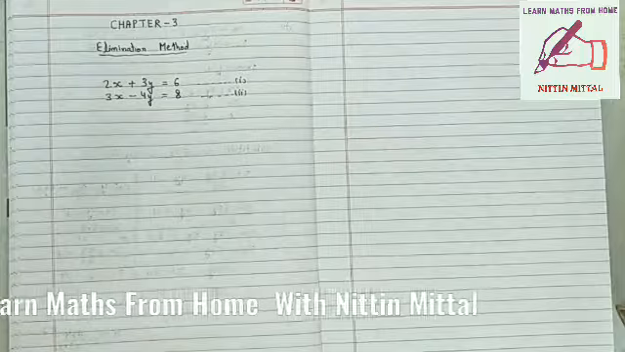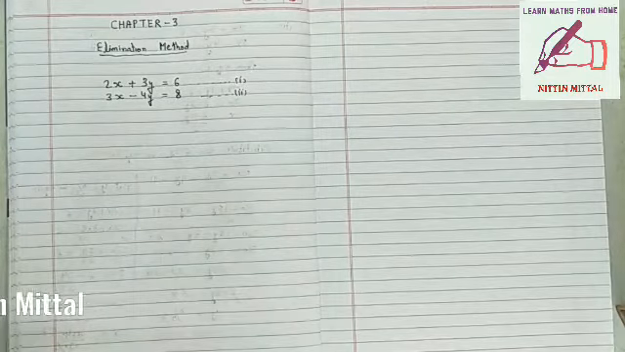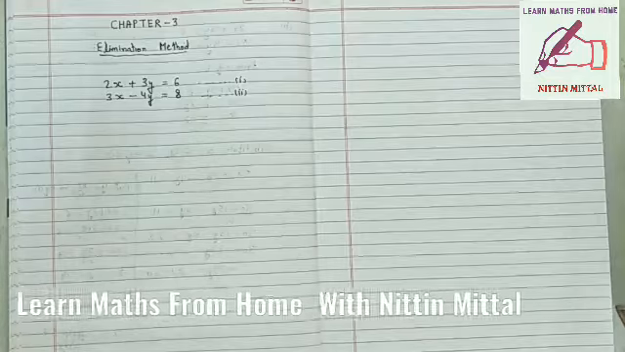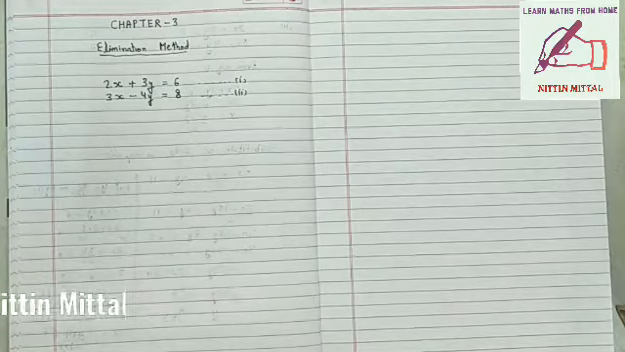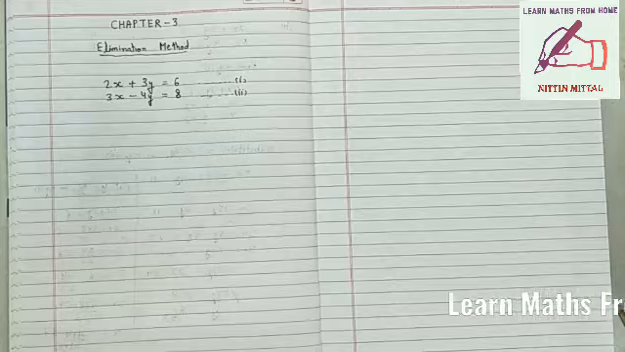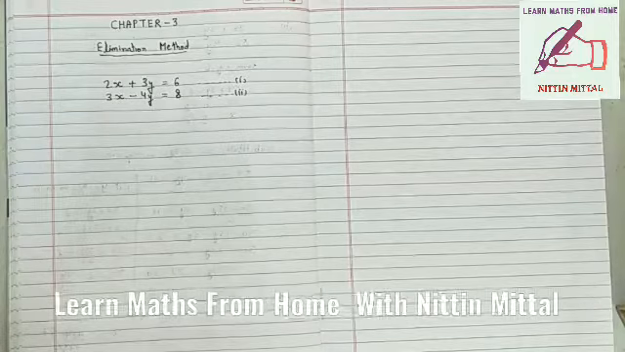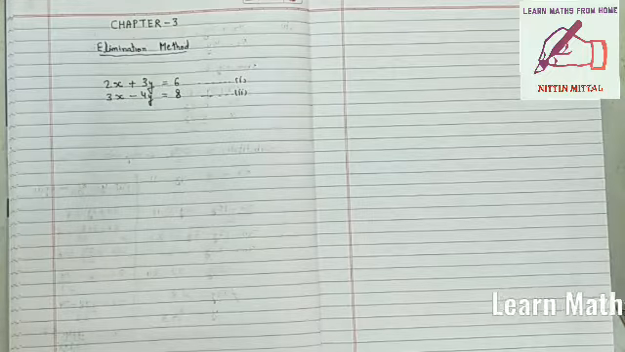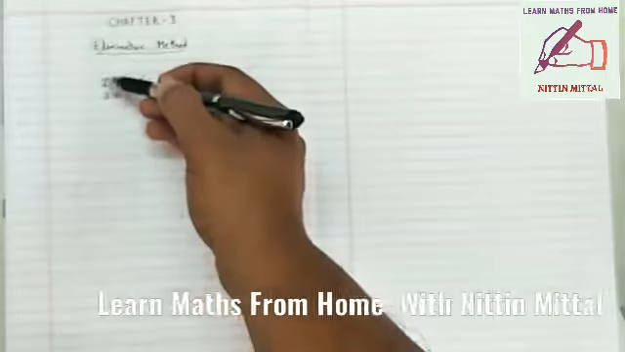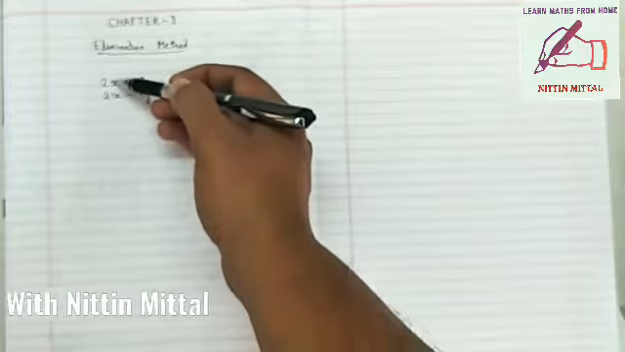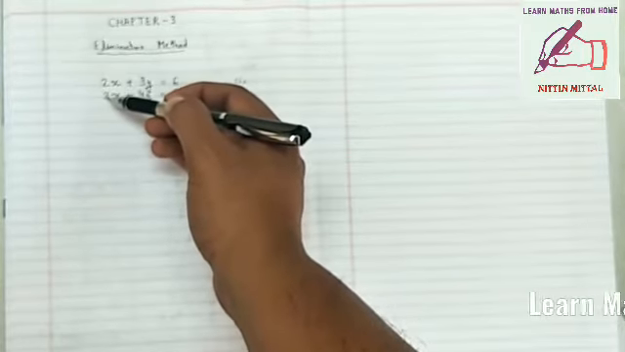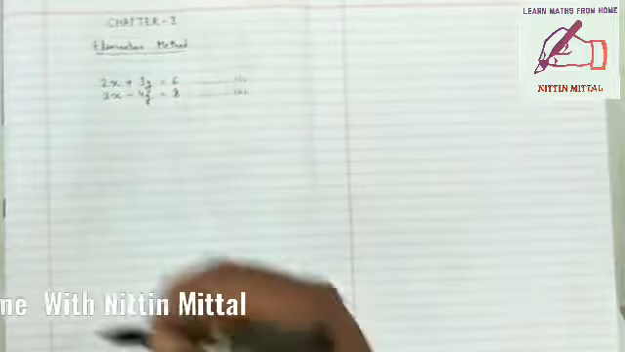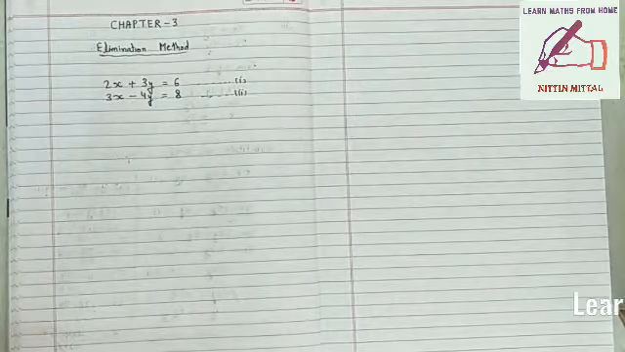Now in the elimination method, you have to eliminate one variable out of the two, any one, either x or y. It is up to you. Whichever you find easy, you can eliminate. To eliminate one variable, the first thing we do is make their coefficients the same. Here the x coefficient is 2, here the x coefficient is 3. So we will make their coefficients the same. How? By using the properties of equations.